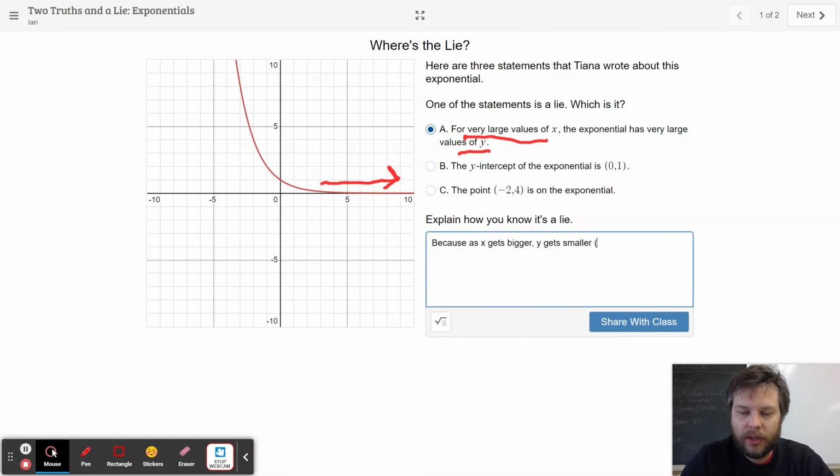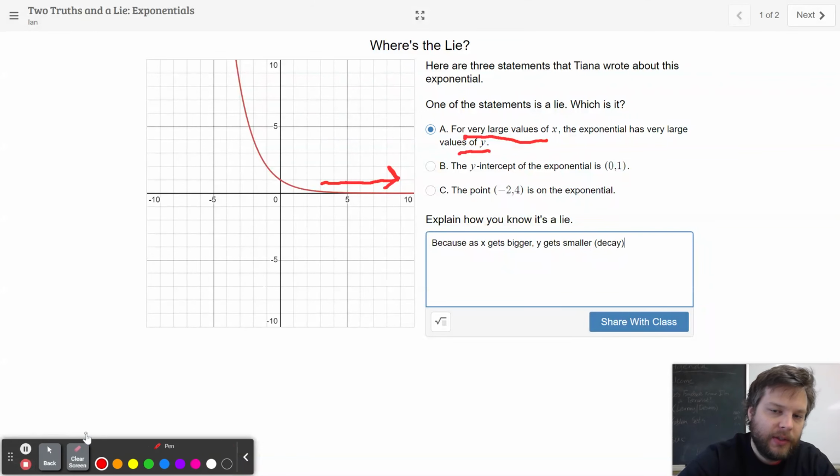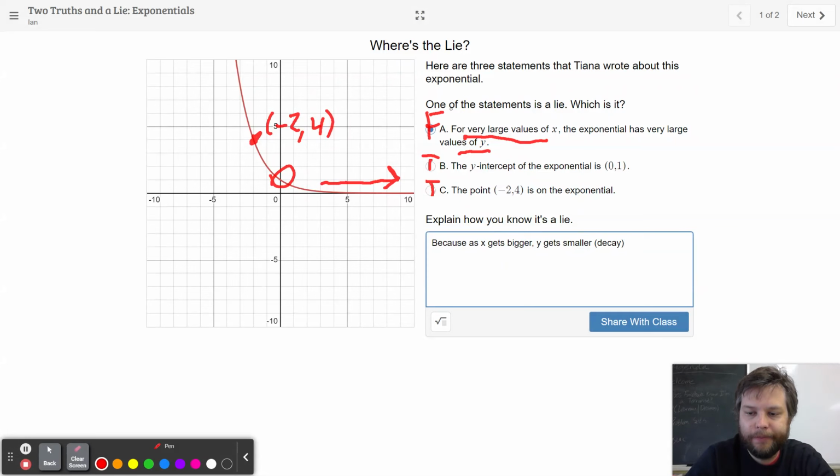You could also use the word exponential decay, or you could say the graph goes down and to the right. There's actually many other ways you could explain the same observation, that as your x values get bigger, your y values get smaller. They do not get large. And just to double check that the other two statements really are truths, the y-intercept is (0, 1). That matches up. And the point (-2, 4) is on the exponential. That's right there. So this is true, this is true, and this is false. That's why we chose that one as the lie.